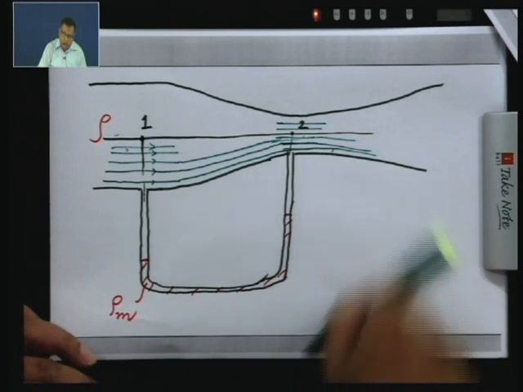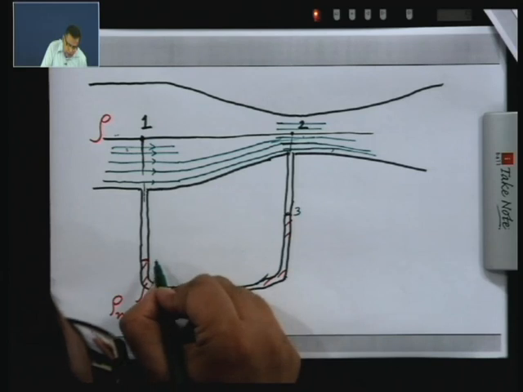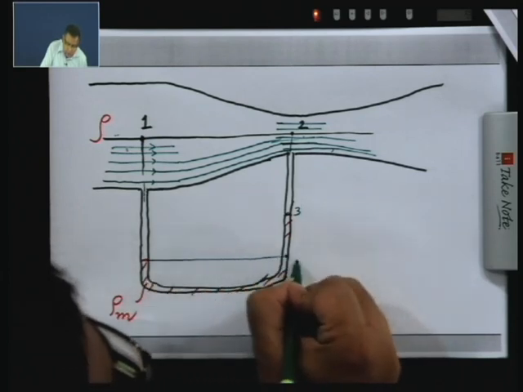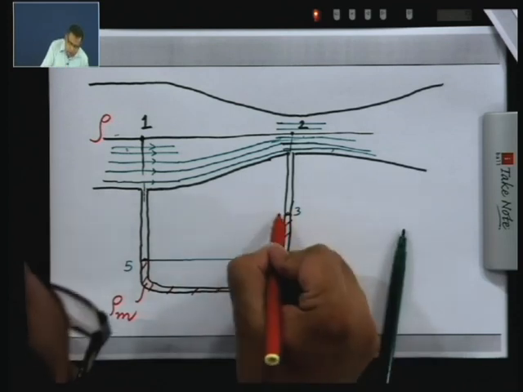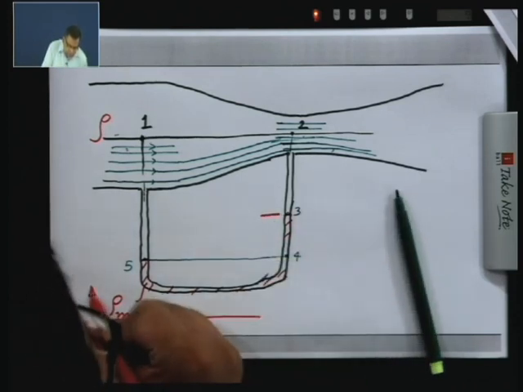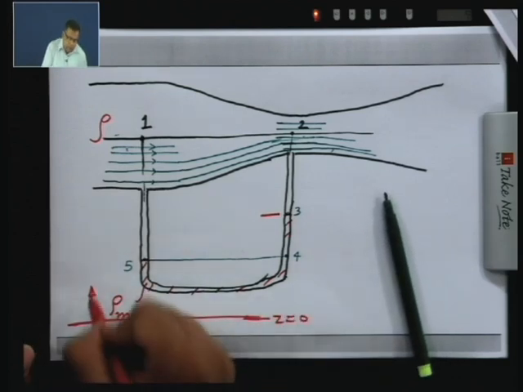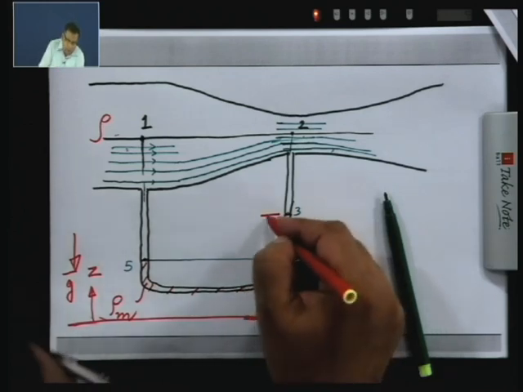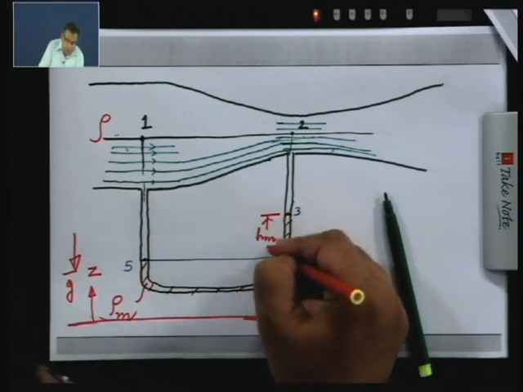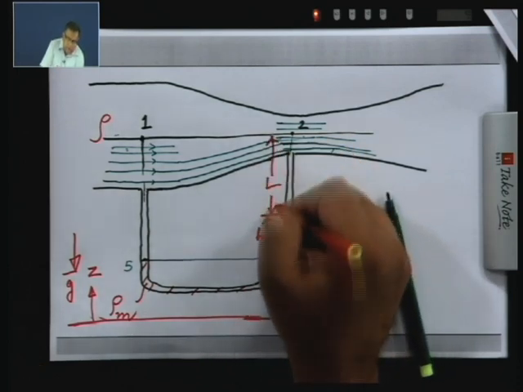Now, let us consider a point here. You can call this point 3, and this point you can call 4, and this point you can call 5. So, you have z, a horizontal line. This is your z equal to 0 or datum. We are measuring z as a vertical coordinate upwards, and the gravity vector is in the minus z direction. This deflection we are calling h m, and this distance we can call L.